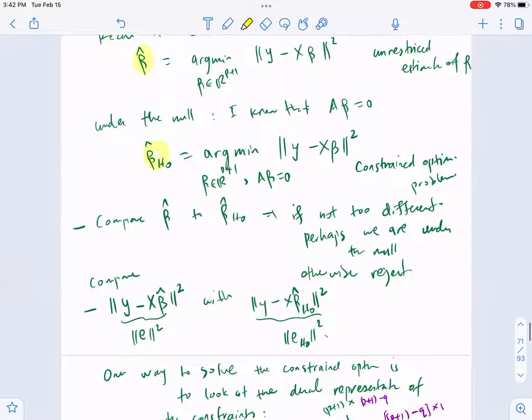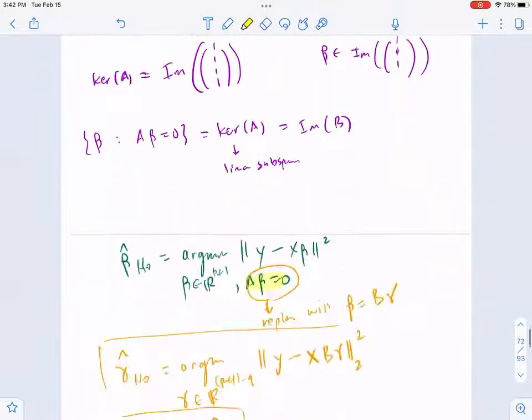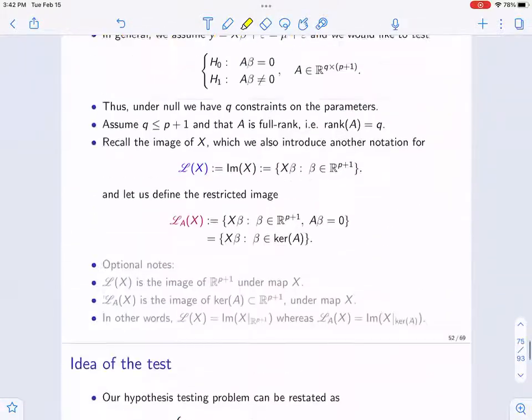And we saw that instead of doing that, we can compare the fitted values or the residual sum of squares, basically. So we had this geometric picture. Okay, let me mention this here.